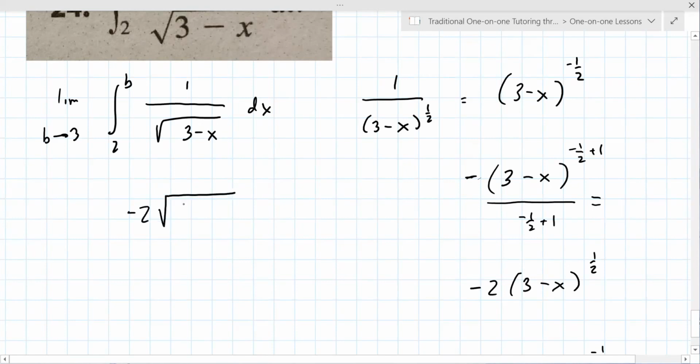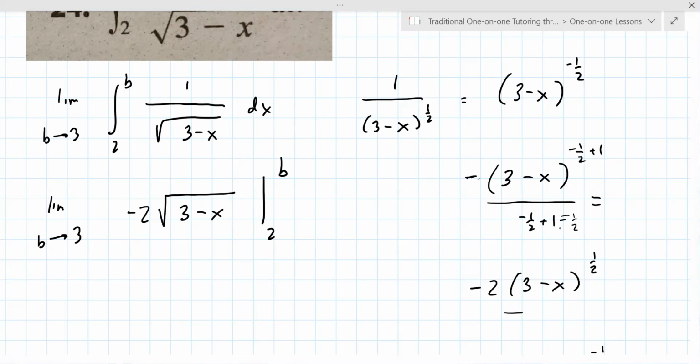And I'm just going to rewrite this as square root of 3 minus x from 2 to b. Could you explain where the 2 came from, just real quick? Dividing by negative 1/2 plus 1, dividing by the new exponent. So the new exponent is 1/2. Multiplying by 2. Yeah, it ends up being 1/2 on the bottom, but then you divide, so it becomes the reciprocal. Dividing by 1/2 is the same thing. Yes. Okay. I'm good with everything.